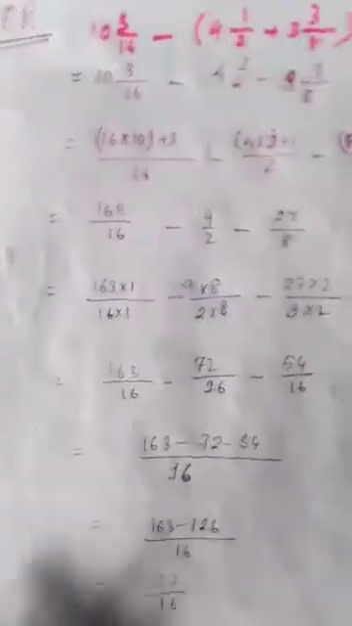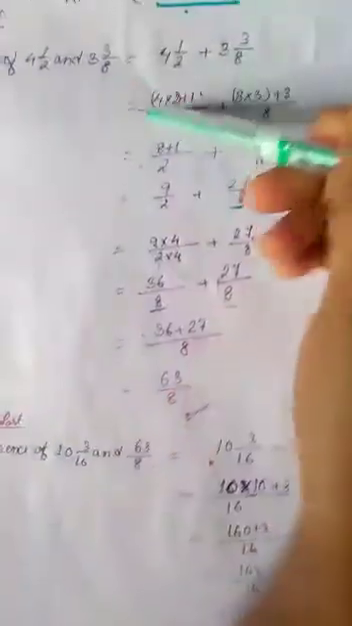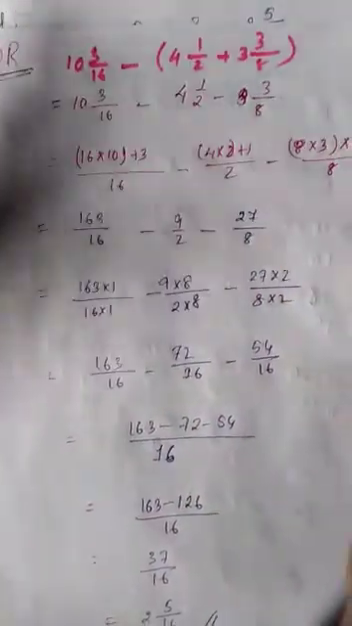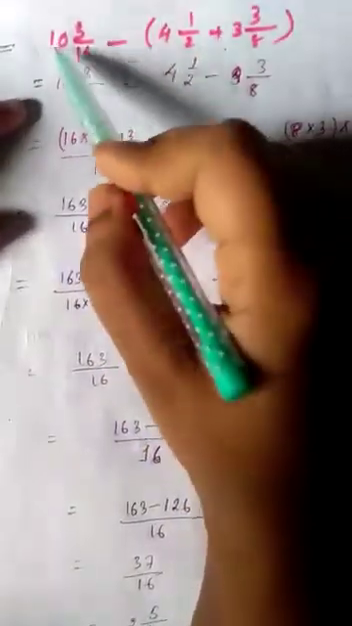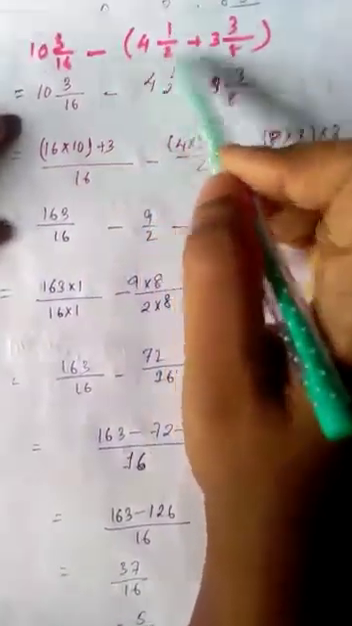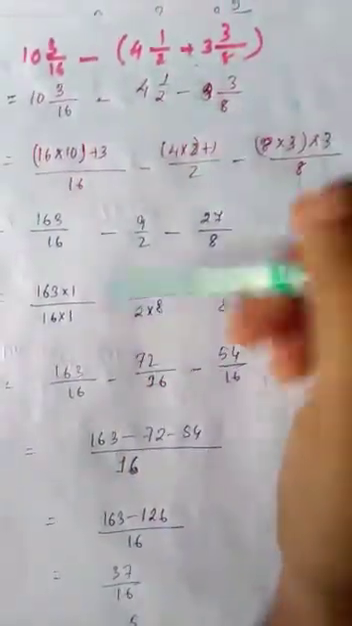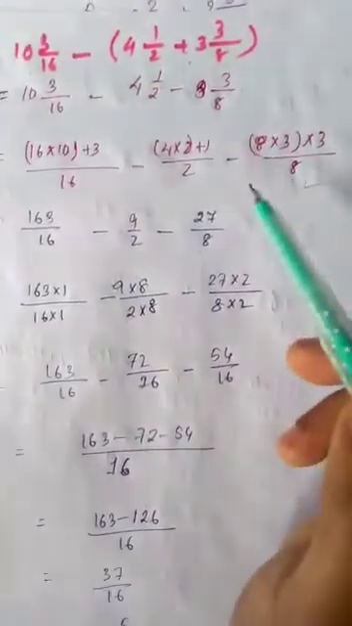Alright, but students, as we have done in the previous one, we did the work separately, but here in another way you can do both works together. At first you formed this equation, 10 of 3 by 16 minus 4 of 1 by 2 plus 3 of 3 by 8. So this is the result, and we can solve it together also. These things I do not need to explain again, because we have done all this earlier.